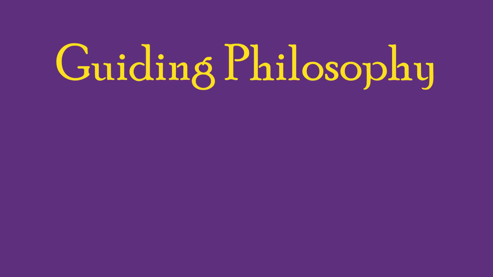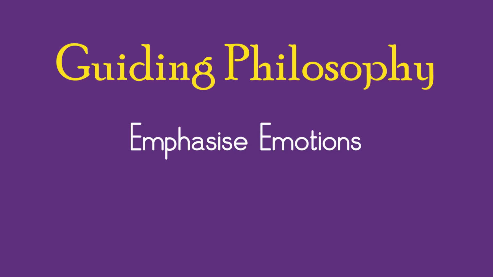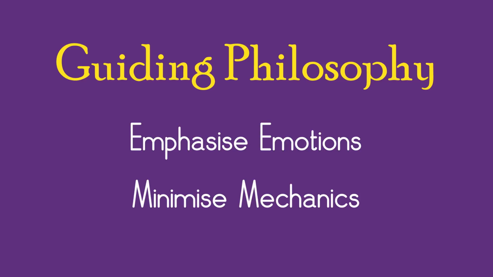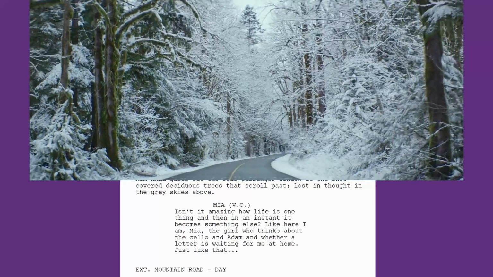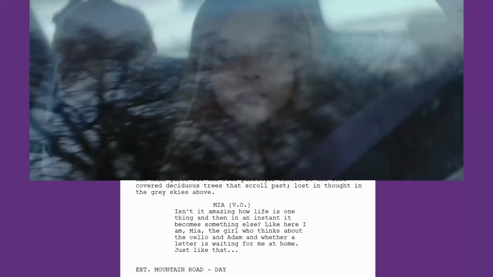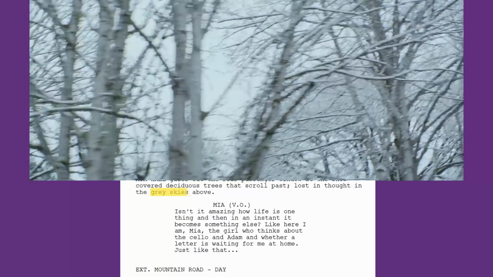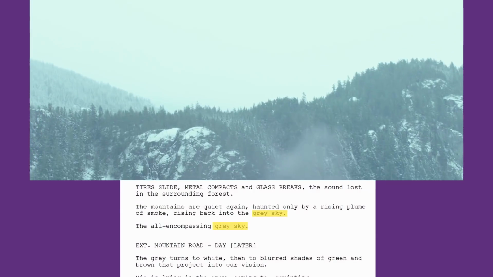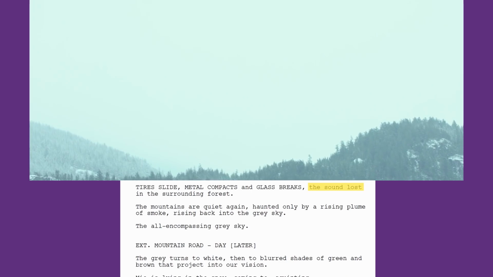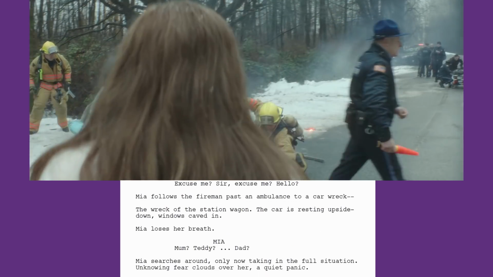I tried to use diction and order that focuses on the emotion of the situation rather than on the mechanics of the incident. One way was to amplify the bleak serenity of the setting. For example, repeating grey sky helps to symbolize the hopelessness of the moment, the somber tranquility. The sounds of the car crash are lost among the mountains, and the car wreck rests upside down. The energy of the scene is further reflected in the temperature. Everything is cold, blanketed in snow.